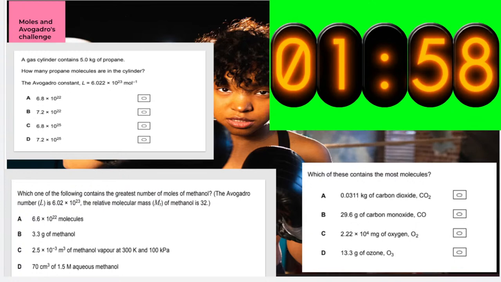Okay, there's my crusty little timer. Took me a minute to get that up and running. Well, only 2 minutes left.